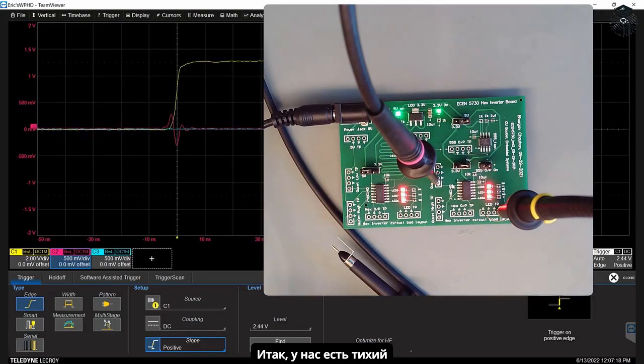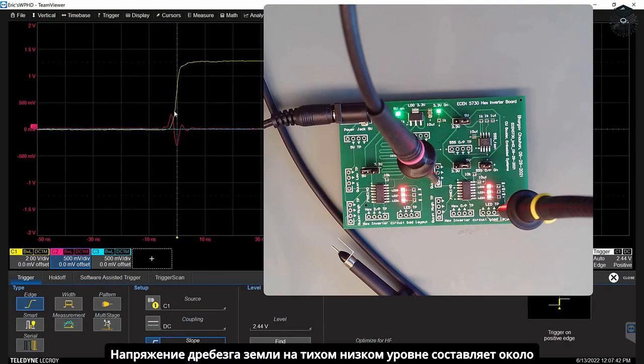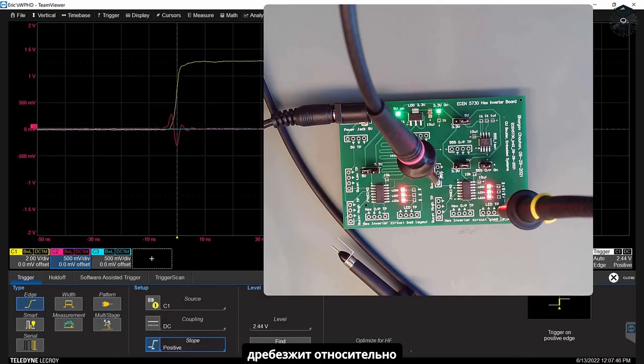Okay, so we've got the quiet low, and here you see it. I've got it on a scale of 500 millivolts per division. The ground bounce voltage on the quiet low is about 500 millivolts peak to peak. That means the whole die is bouncing relative to the local board ground over here, bouncing up and down a peak-to-peak value of about 500 millivolts out of a 3.3 volt rail.